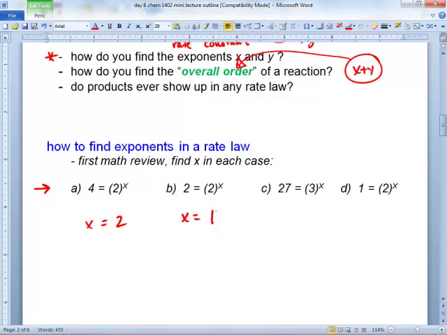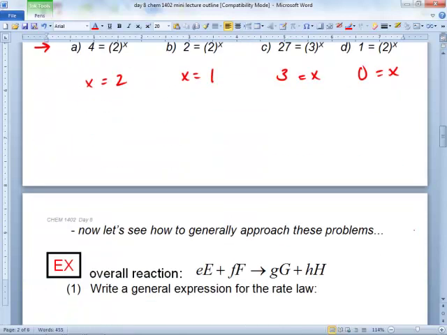AJ, what would X be? 3 times 3 is 9, times 3 is 27. Right? 3 raised to the 3rd. Last one, Albert. Anything raised to the 0 is 1. Well, somehow I skipped Eric. Anyway. X has to be 0. Okay.